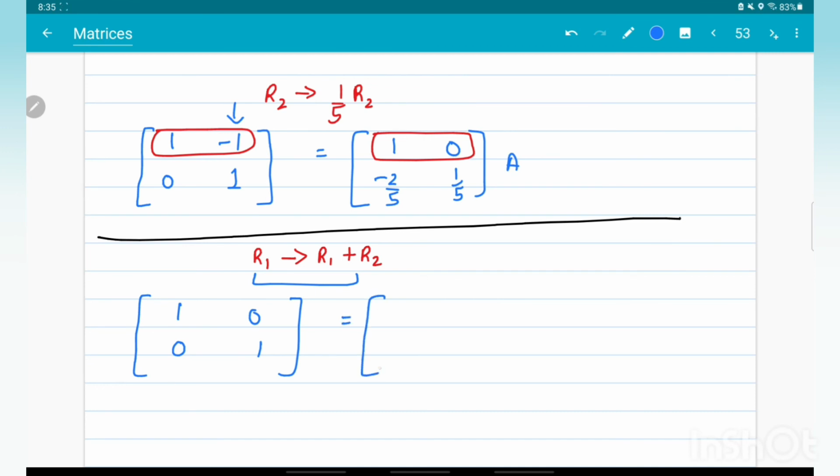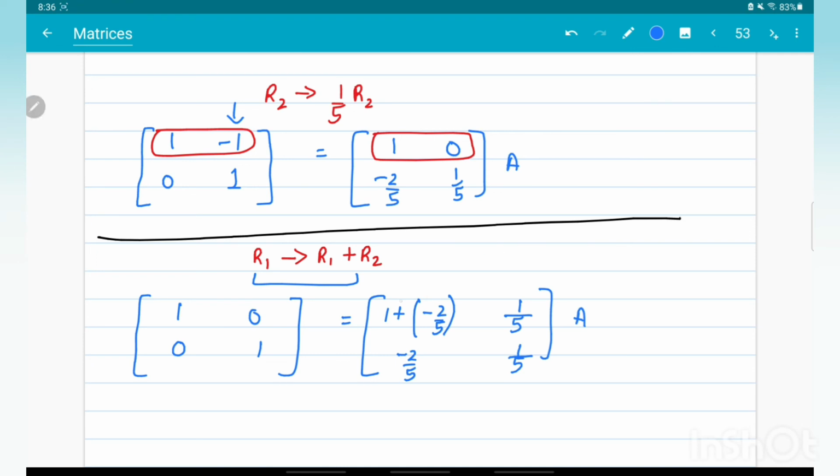Now I'll apply the same elementary operation on my RHS also, and this becomes minus 1 plus of minus 2 by 5. Okay, I'm going to add the row 1 element with the corresponding row 2 element. The same thing I'm going to do with this one also, 0 plus 1 by 5, which is nothing but 1 by 5 only. Now this will remain as it is, and this will also remain as it is, and here you'll get an A. Okay, that's the same matrix. So finally I got an identity matrix on my LHS side.